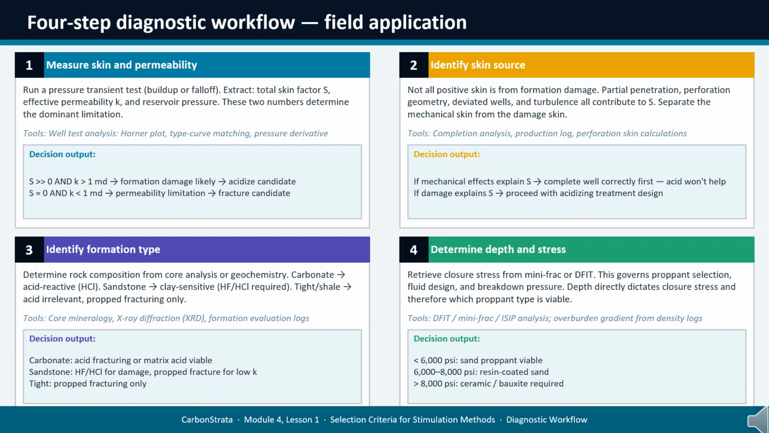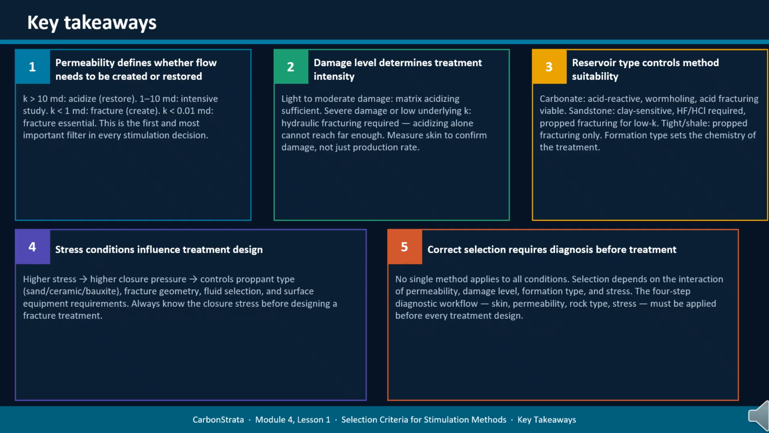Step 4. Determine stress conditions. This defines fracture design, not method selection. Now the rule: never start with treatment. Always start with diagnosis, because treatment without diagnosis is just trial and error. Permeability determines whether flow must be restored or created. Damage determines treatment intensity. Reservoir type determines which methods are possible. Some treatments restore flow. Others create new flow paths. Confusing these leads to failure.